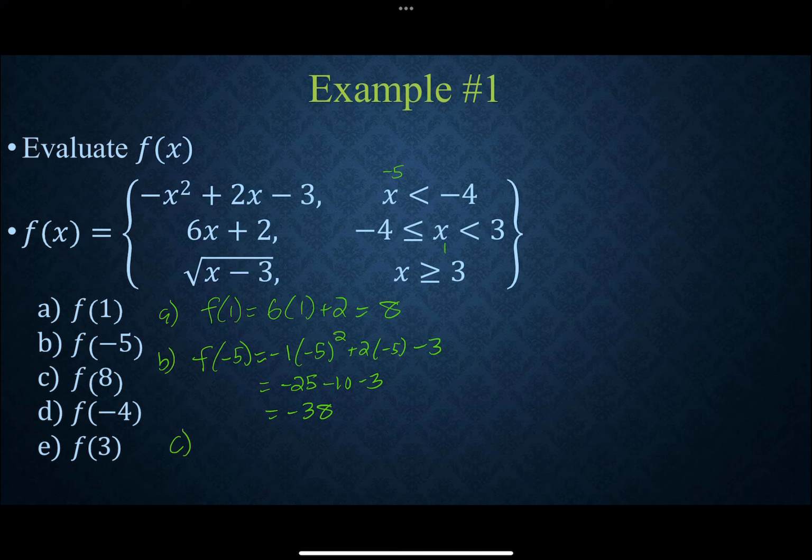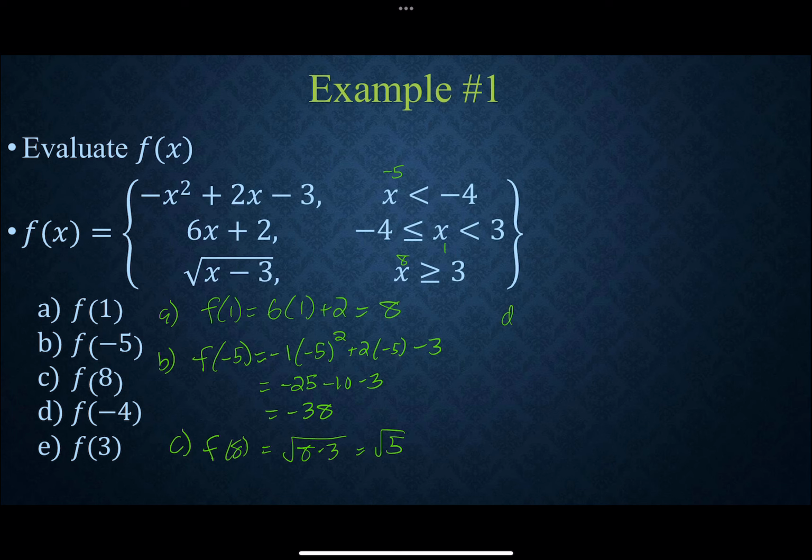Part C wants f of 8. f of 8 would clearly fall, it's bigger than 3, so it would fall with that square root, so it would be the square root of 8 minus 3, which is the square root of 5. If we could simplify the square root, we would. If it was perfect, obviously we would say what that value is. But since it's neither of those things, it's just an irrational square root, we leave it alone. Don't give me a decimal for this kind of stuff. Simplify it if it's possible. Like if I got square root of 12, tell me 2 square root of 3. But otherwise, don't give me decimals there.